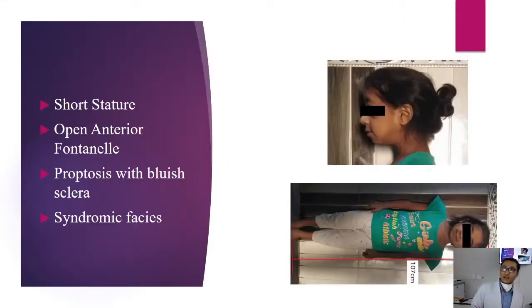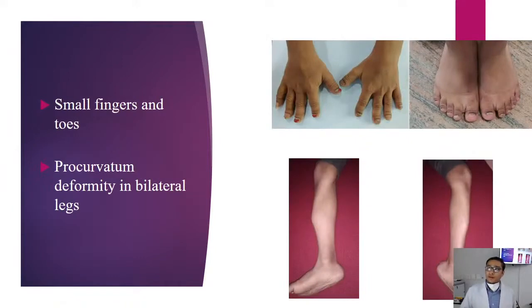So, we did a general physical examination on which we found that the patient had short stature. The anterior fontanelles were open. The patient has proptosis with blue sclera of both the eyes, and the patient had some syndromic facies. There were small fingers and toes and procurvatum deformity of bilateral legs, as you can see in the photographs.